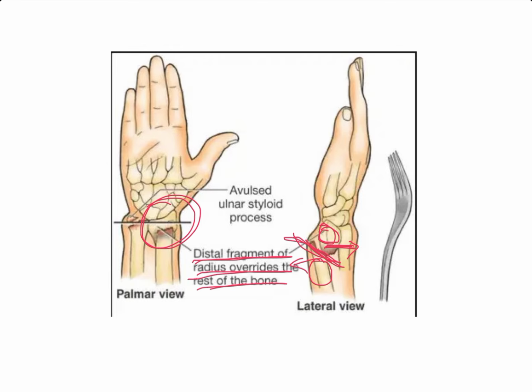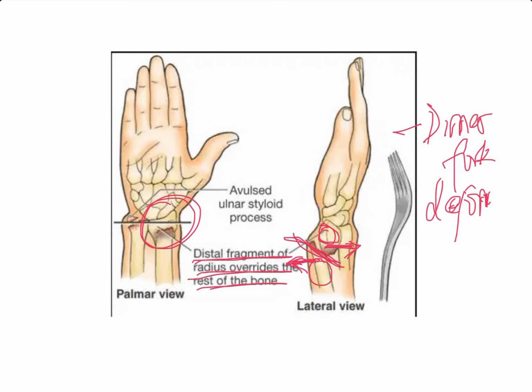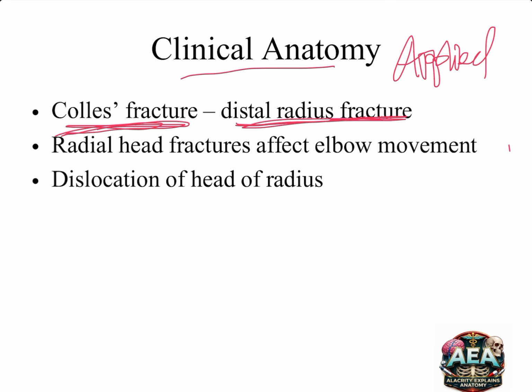This part of the distal fragment displaces more dorsally, while the proximal fragment displaces more anteriorly, giving a dinner fork deformity. The Colles fracture gives a dinner fork deformity.